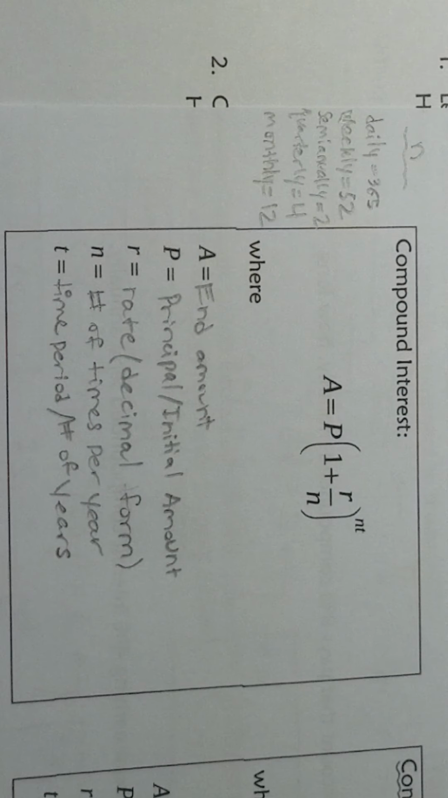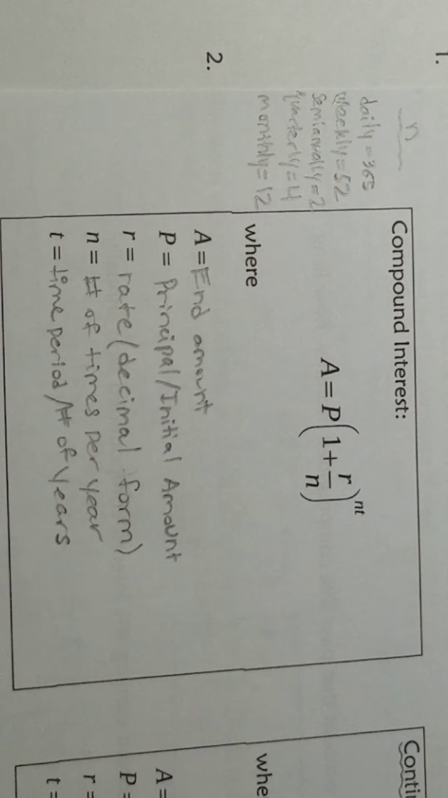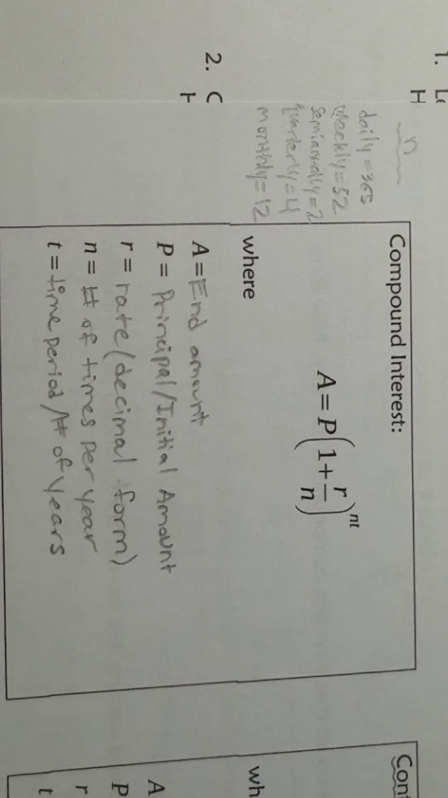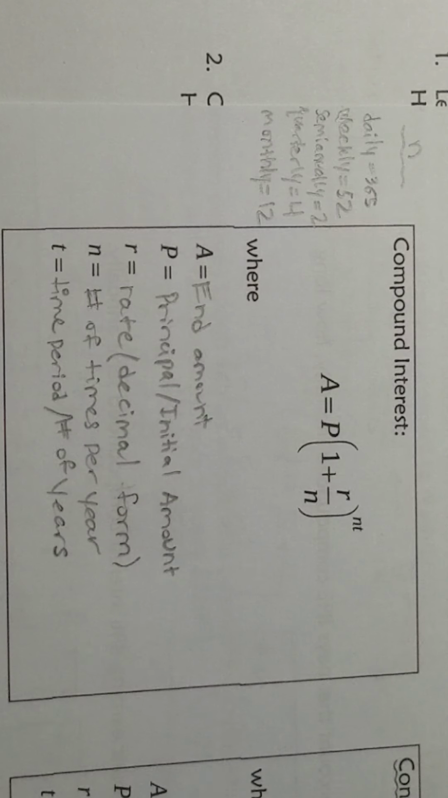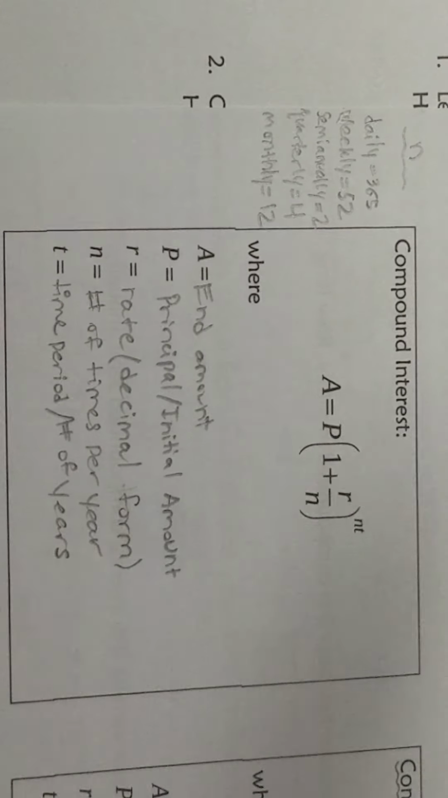To know compound interest: A equals P times 1 plus R over N, to the power of N times T. You can see all that's going on here. Compound interest is important for your banking. Now, as you can see right below, you know exactly what all these variables are.